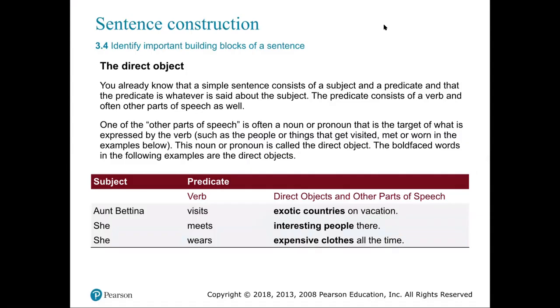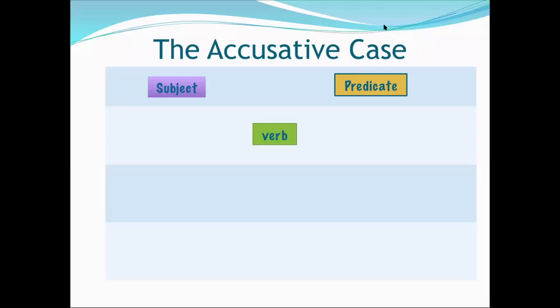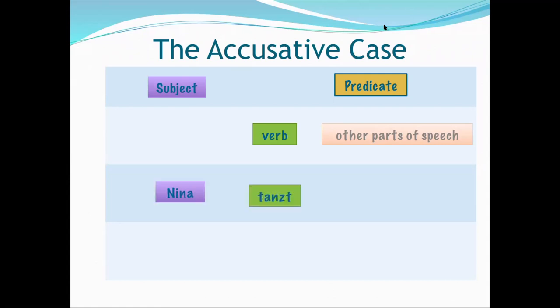Let's get our screen to move for us. Okay, there we go. So basic sentence, subject and predicate. And your verb has to come in second place. So predicate is just whatever other parts of speech you have beyond the subject and the verb. So an example, Nina tanzt gern. That's exactly the type of sentence we've been using so far.